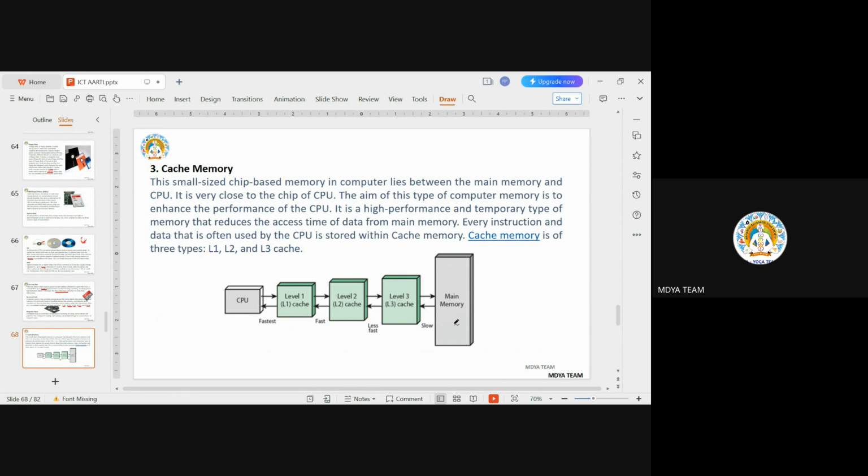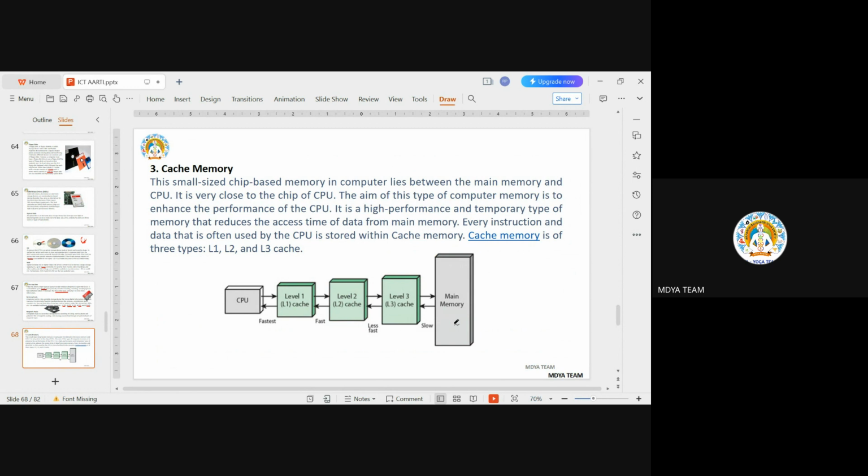So it is a high performance and temporary type of memory. We can't store the data permanently in it. The main purpose of this memory is to reduce the access time of the data from the main memory. So when the data comes from the secondary memory to main memory to cache memory, the access time will be decreased for the CPU. Every instruction and data that is often used by the CPU is stored within cache memory.